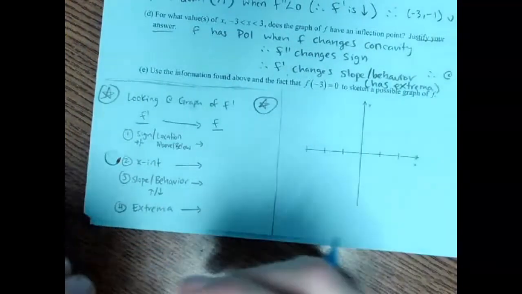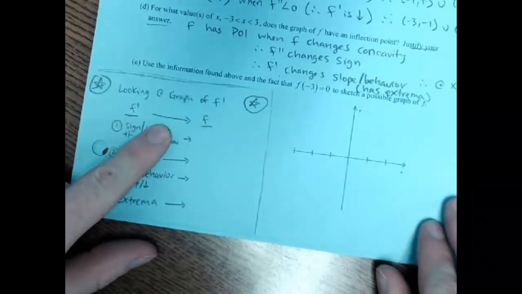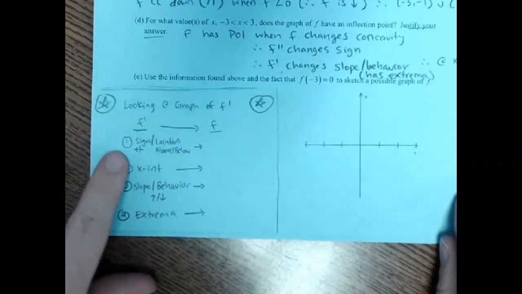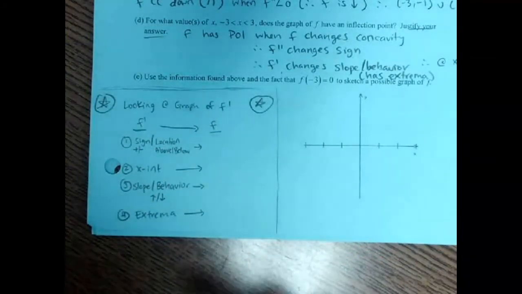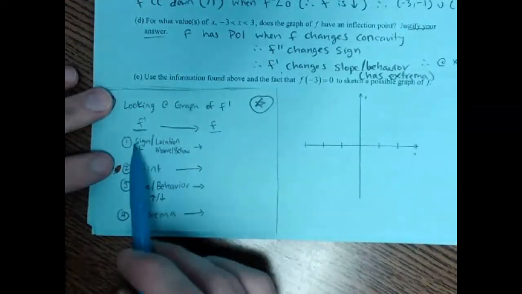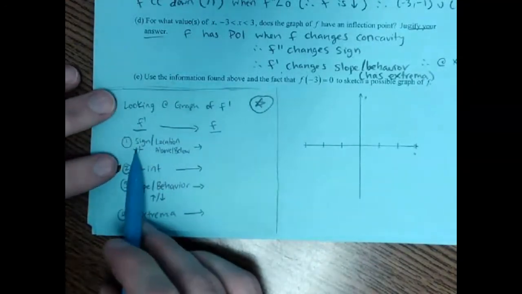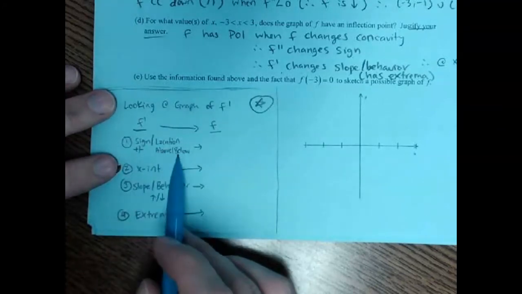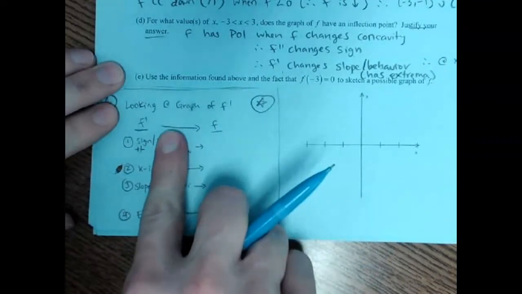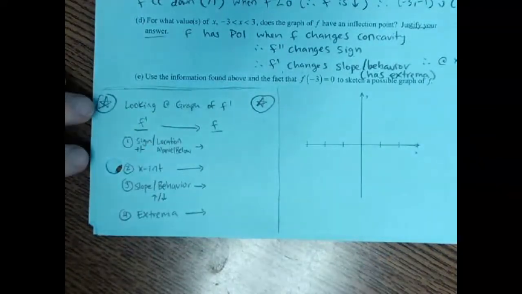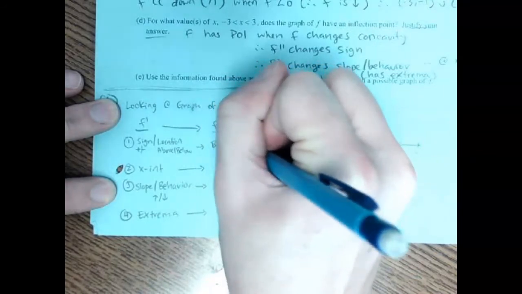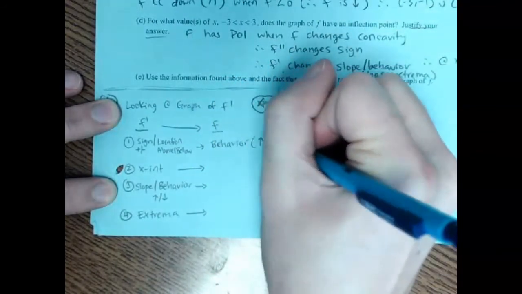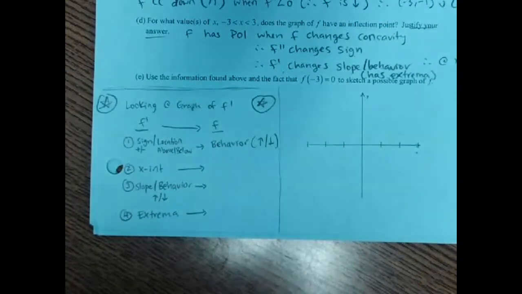That's going to help us keep all of this organized. So whenever you're looking at the graph of f prime, what is a certain feature going to correspondingly tell you about f? Okay, there's 4 things. The first thing is what we did in part A. The sign or the location of your first derivative, whether it's positive or negative, above or below, is going to tell you the behavior of your original function, whether it's increasing or decreasing.